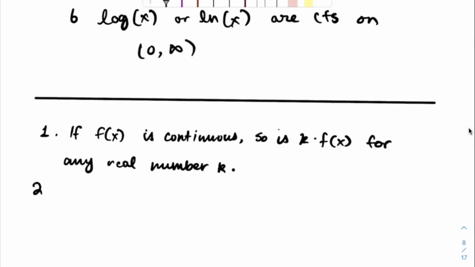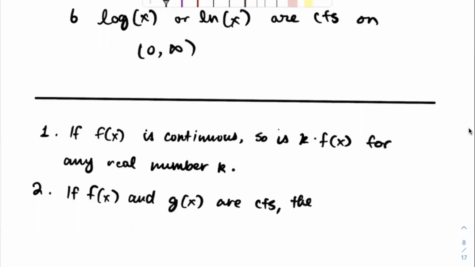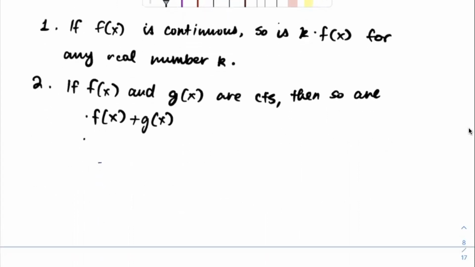If we have two continuous functions, continuous on the same interval, let's call them f and g, then so are the following. f of x plus g of x is continuous. You can always add continuous functions. f of x minus g of x is also always going to be continuous. And finally, f of x times g of x. So adding, subtracting, and multiplying continuous functions is always going to give you another continuous function.